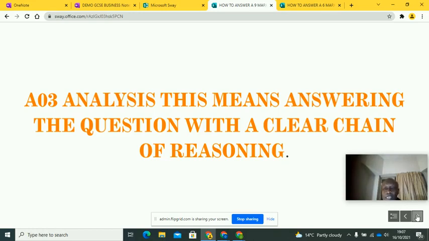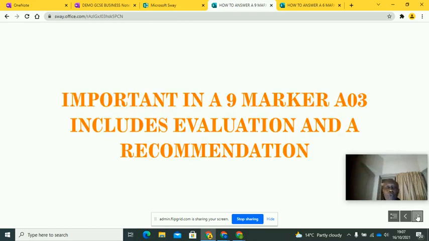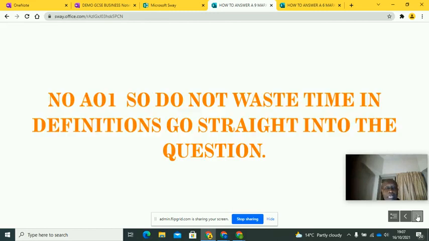The difference is in a 9 marker, you also have to include evaluation, looking at the other side. And if it's a recommendation question, you also have to include a recommendation. It's very important. So let's go into the next screen.